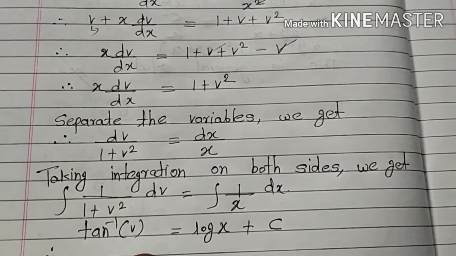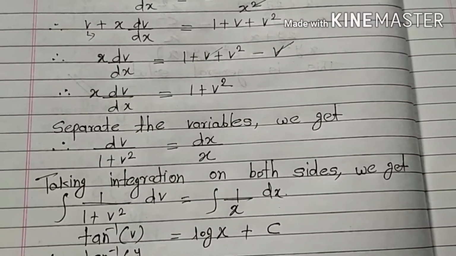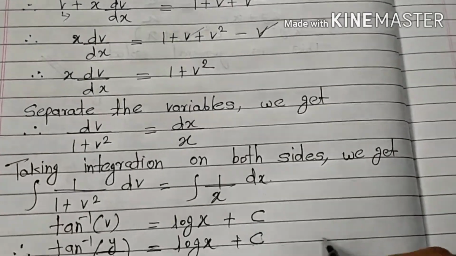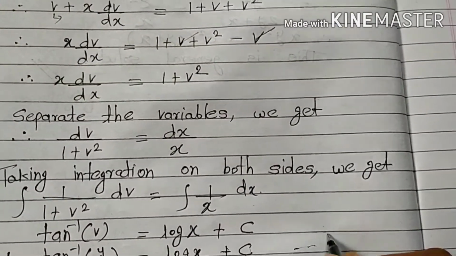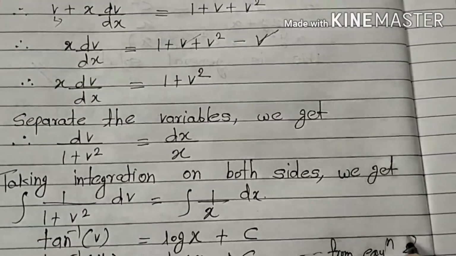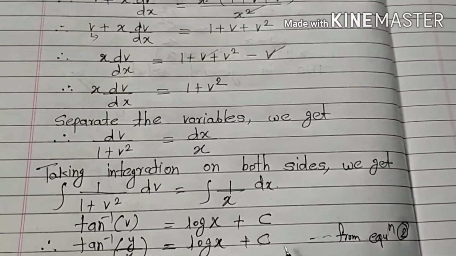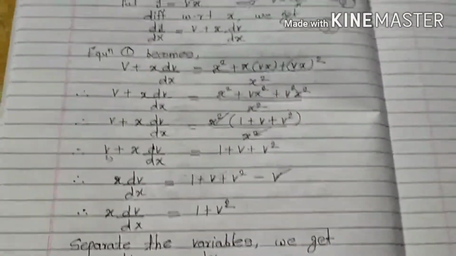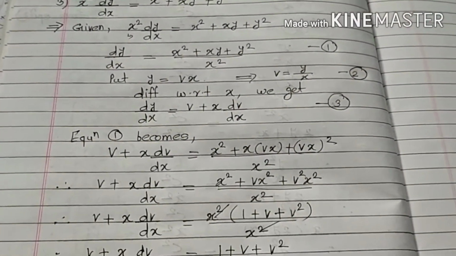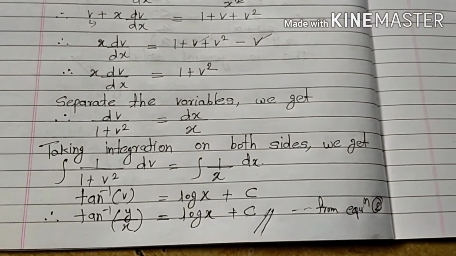So the value of v is tan inverse y upon x, which is equal to log x plus c. It is from equation 2. You can observe that the value of v is y upon x. So this is our general solution. You can observe that here also we take a substitution, and by simple calculation we get our general solution.